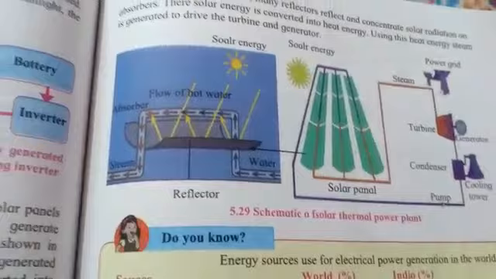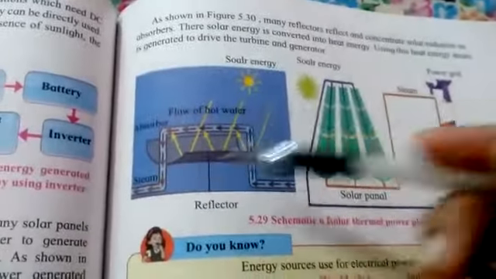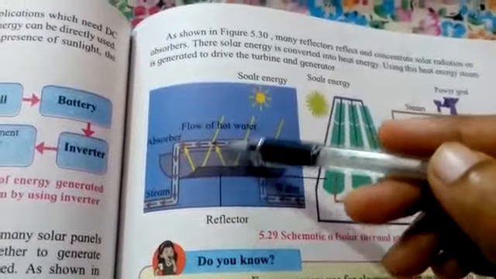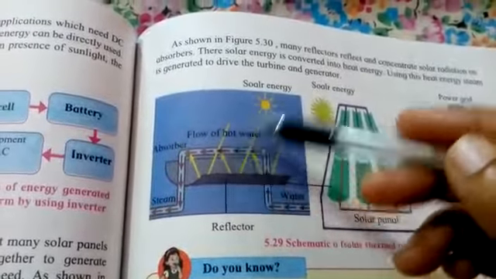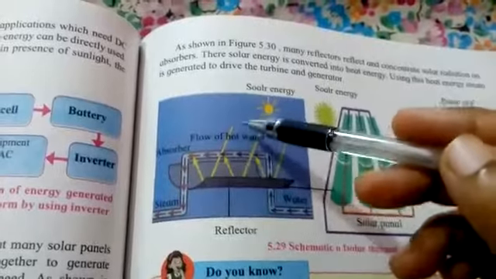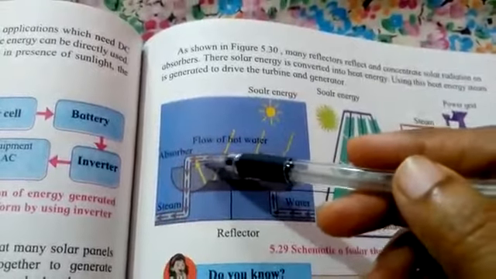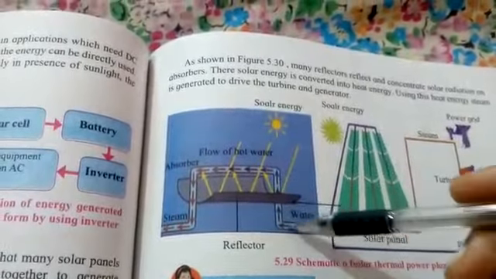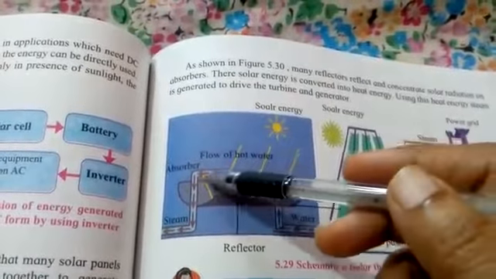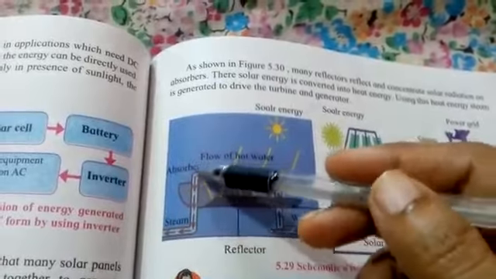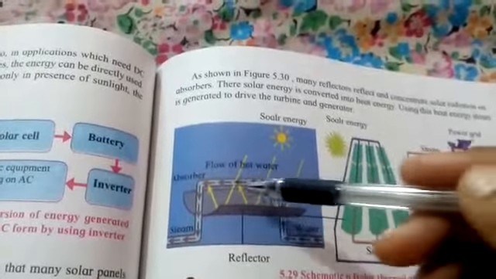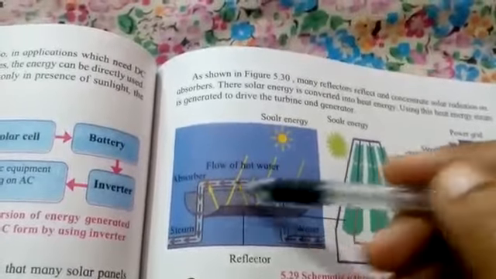Now here a schematic representation of the solar thermal power plant is given. These are the concentrators, or the reflectors. The entire sunlight falls on it and is reflected back, and here the water will come. Then the absorber will also be there, which is black in color because black color is a good absorber of heat. Because of that the water will be heated over here.